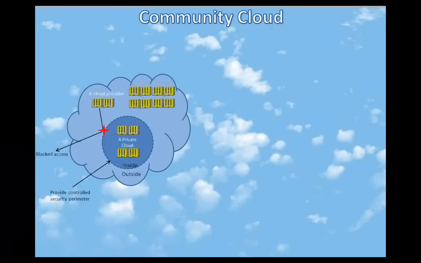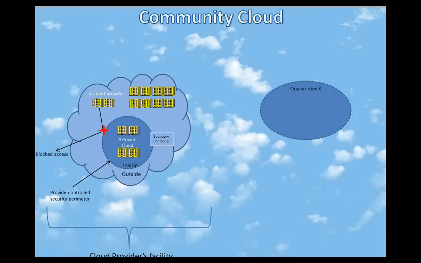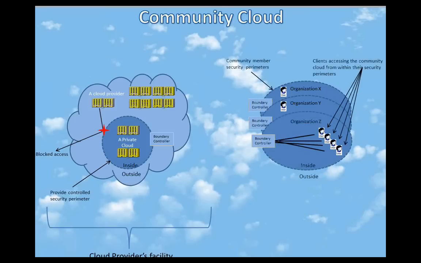There is another form of cloud computing. On the right hand side you can see the cloud provider facility. Then again we have organization X, organization Y, organization Z, and they have their own security boundaries. Clients access the community cloud from within their security perimeters. This is community organizations consuming cloud resources. These communities have a similar interest, or they could be similar businesses also. They have a boundary controller of their own, and they connect with the cloud provider facility.